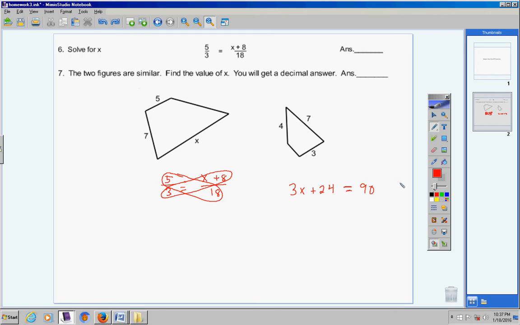Look, you want to get x by itself. This is a positive 24, so the first thing you do is bring it over and make it a negative 24. So now you're left with 3x equals 66. Okay? 90 minus 24 is 66. Now divide both sides by 3 to get x by itself. And x equals 22. Okay? So there we go. 22. Alright. Last problem.